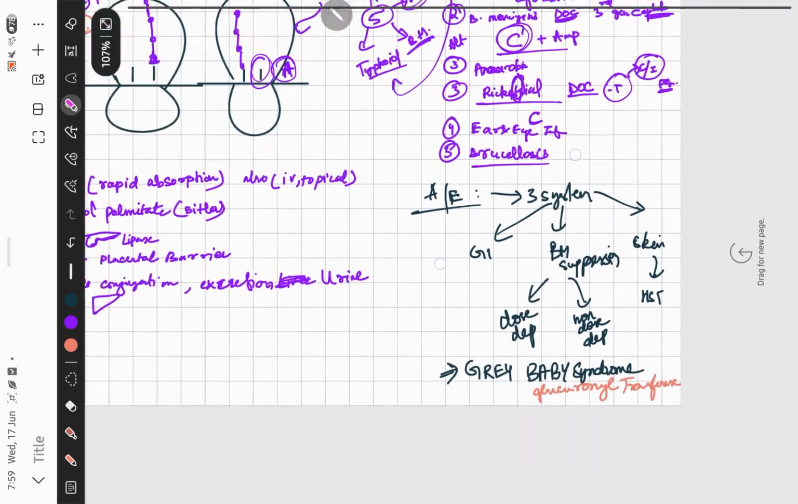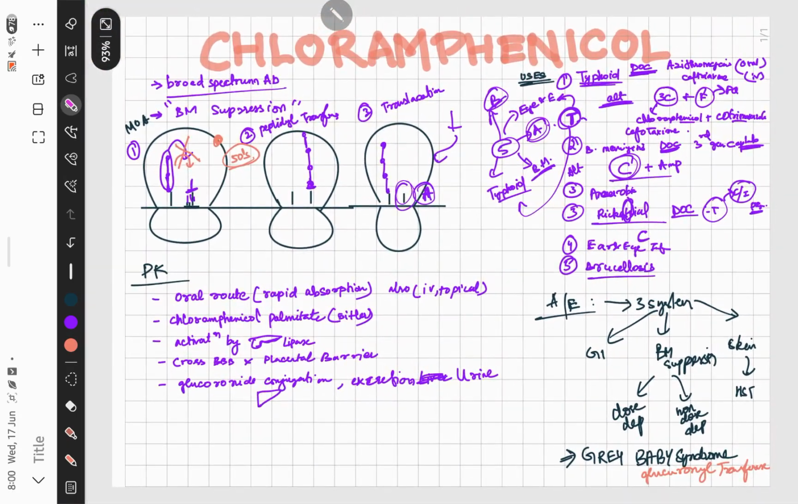Okay, so now we have completed chloramphenicol in one sheet and are good to go. If you write this answer short, you will be able to get all those 5 points.